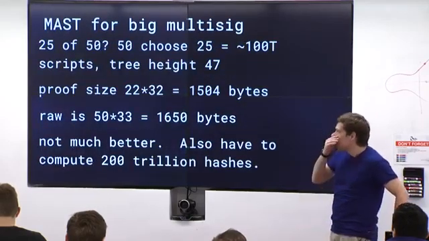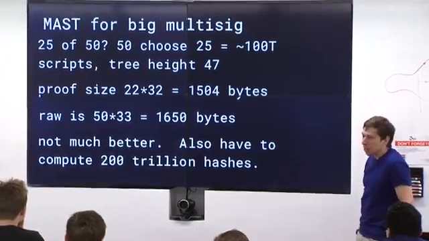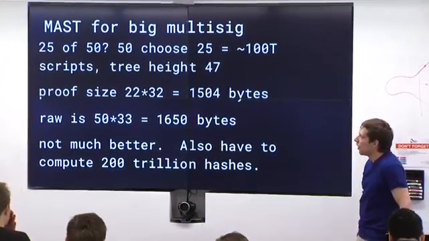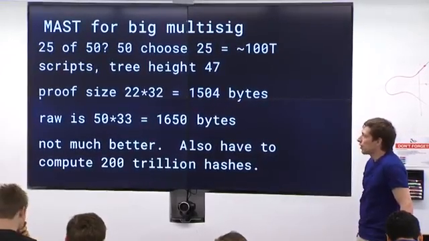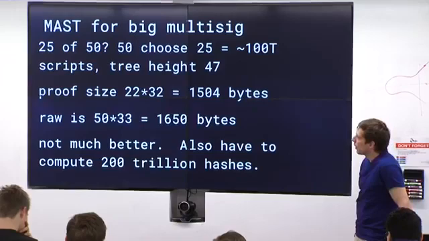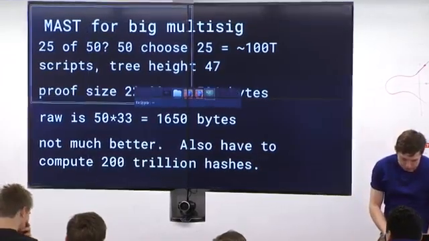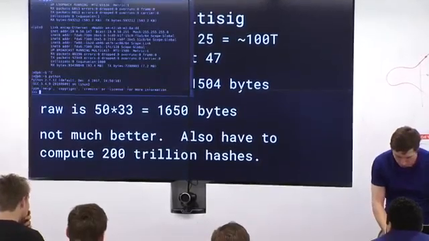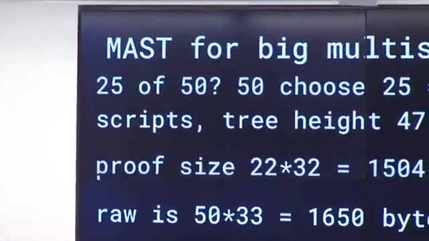It gets worse. Let's say I want to do 25 of 50. Well, that's 50 choose 25, which is around 100 trillion different combinations. The tree height would now be 47. The proof size is going to be, wait, did I do that wrong? Hold on. I think I was, 47 by 32 is 1504. Okay, sorry, I just put 20.